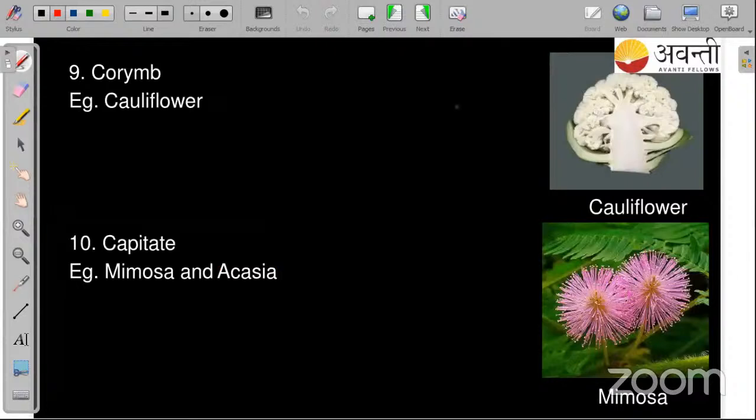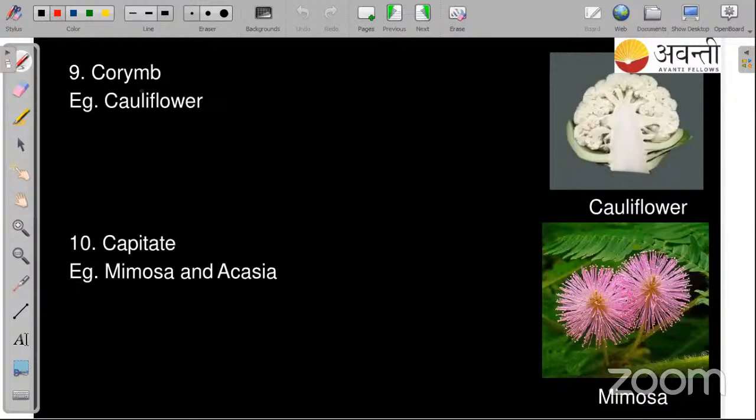So the next type is the corymb, sorry, corymb. An example of corymb is the cauliflower. Then what is meant by corymb? In the case of corymb, it is a flower cluster whose lower stalks are proportionally longer, so that the flowers form a flat and slightly convex head.